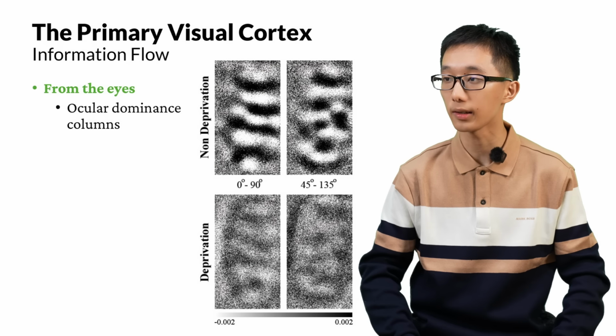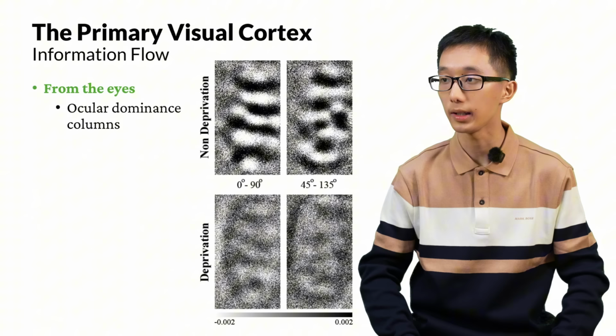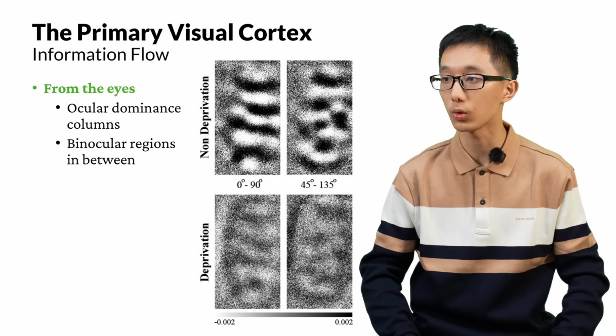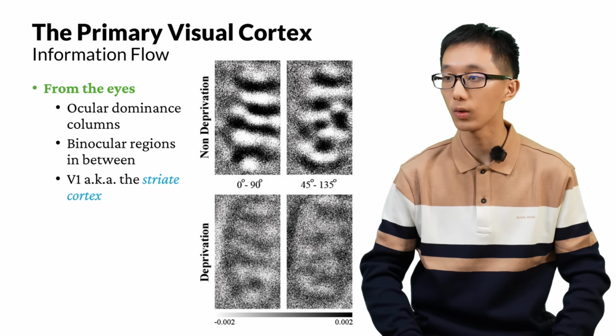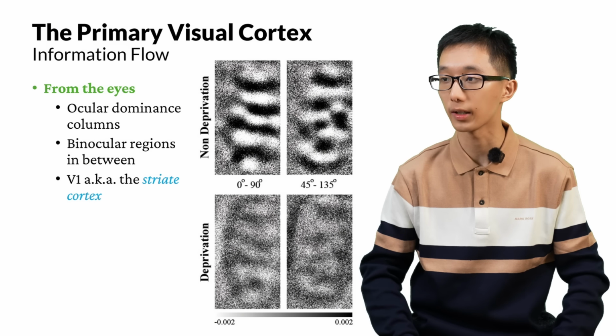We have already seen this picture in episode 8.3, which is about the activity-dependent wiring of the brain during development. The ocular dominance columns are mainly dominated by one eye. That is to say, the input from one eye is preferred to the input from the other eye. There are some binocular regions in between the ocular dominance columns that are innervated by both eyes. Because of these dominance columns, V1 is also known as the striate cortex, meaning that there are stripes here.